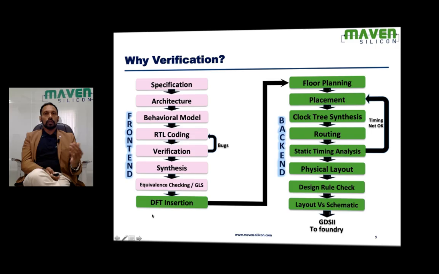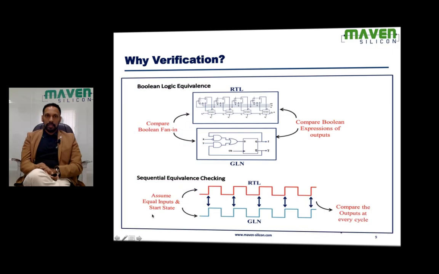Now, we also need to verify the netlist. This is something very important you need to understand. Synthesizer itself is software. So we are not sure whether it converted the RTL code properly into the netlist. Are there any bugs in the tool? So we need to compare the netlist with the RTL design. How do we do that? There is a methodology called equivalence checking.